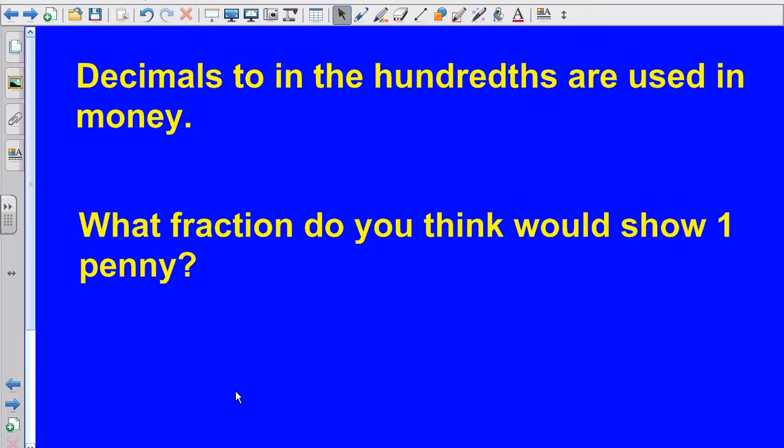Decimals to the 100ths are used in money a lot. In fact, it's the most common use of decimals to the 100th place. You've all seen it quite a lot. You may just not have noticed it. What fraction do you think would show 1 penny?